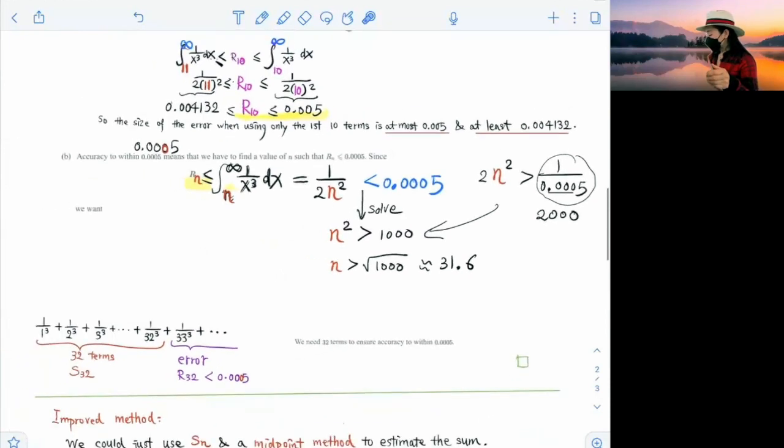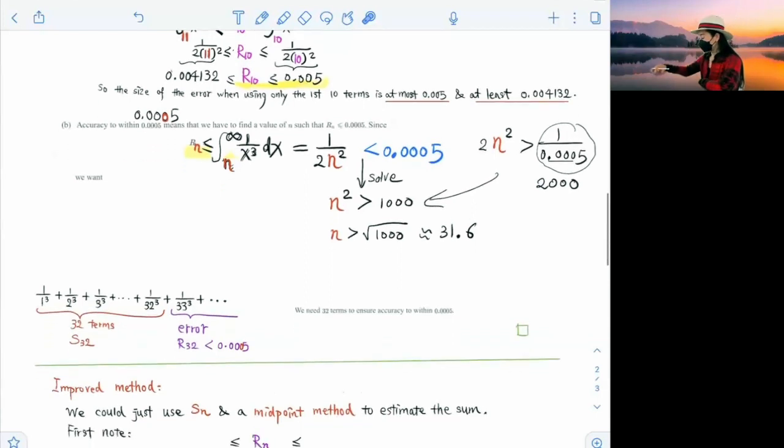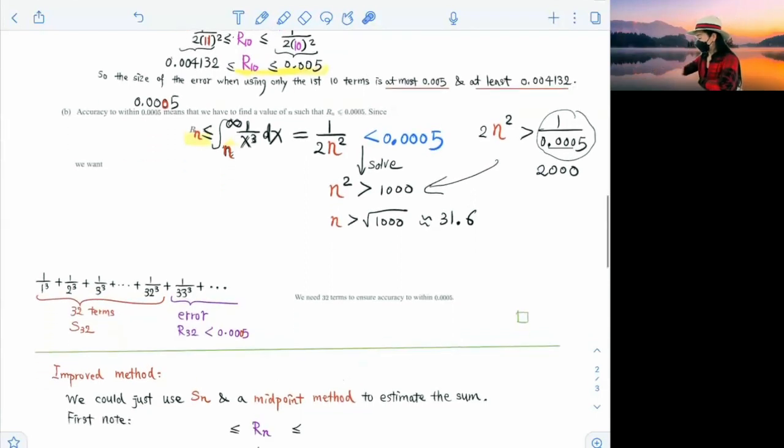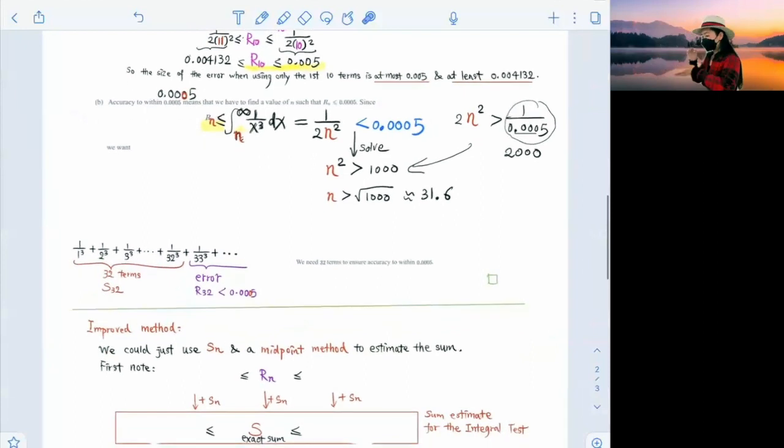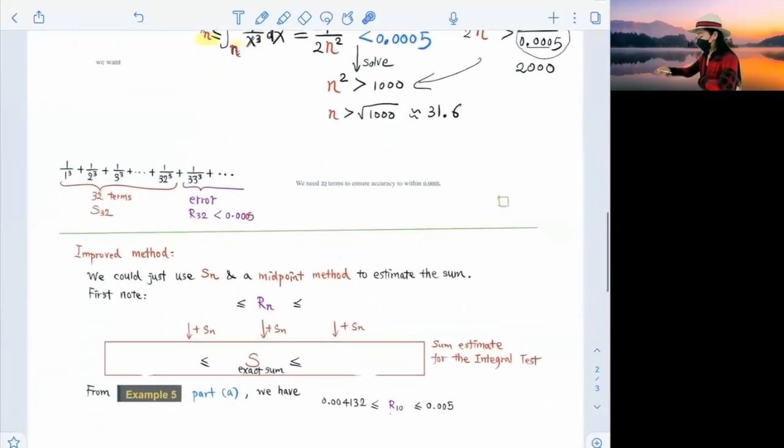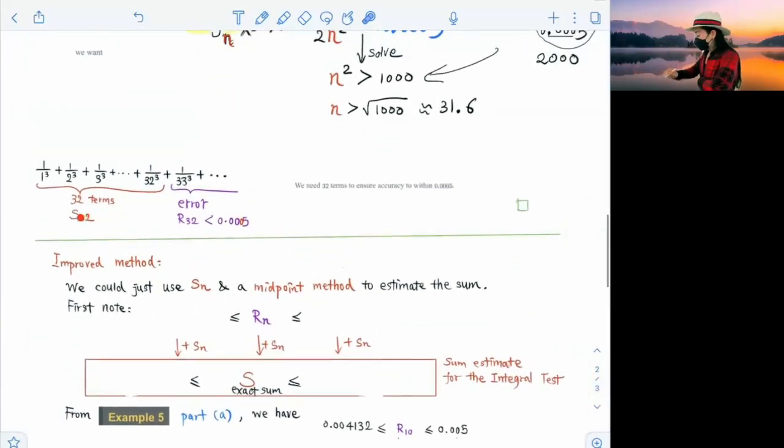So you need 32 turns. The good news here, it's the last part, is that you can have an improved method. It's just like computer sorting, right? You can have bubble sort, you can have other sorts, and then you want to optimize which one is a better method. So that's the improved method here. This one says you need 32 turns in order for the error to be less than 0.0005.